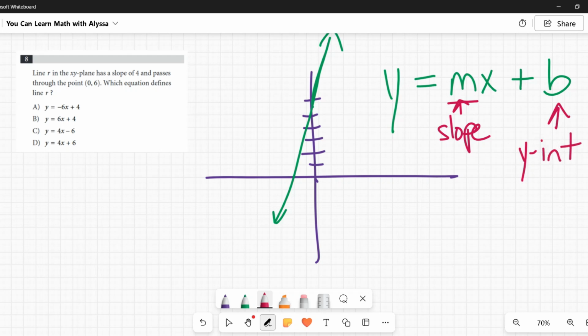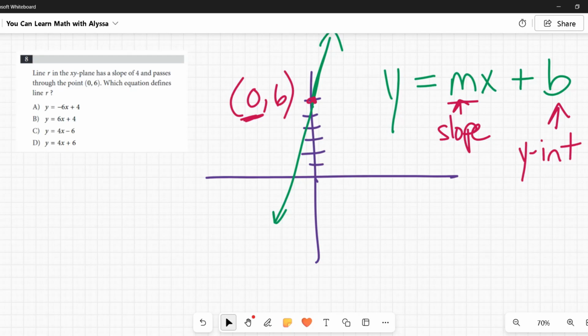And what is the y-intercept? The y-intercept is where the line crosses the y-axis. So if we look at this little sketch of a line, which I'm doing just to help you visualize where it's at, that (0, 6), that one point they gave us, is the y-intercept. When the x value is 0, we're being given the y-intercept. So right here, it's crossing the y-axis at 6. So my y-intercept is 6, positive 6.